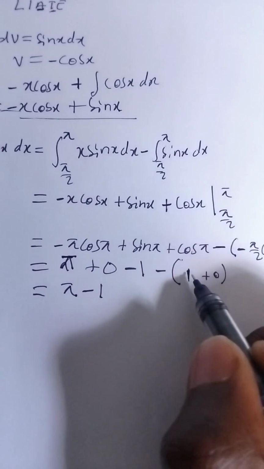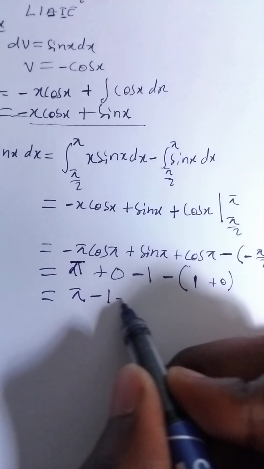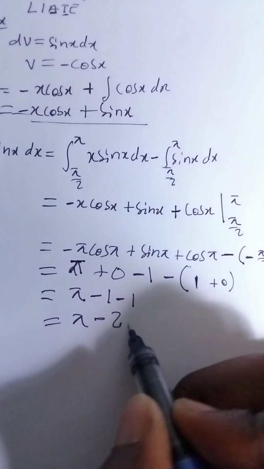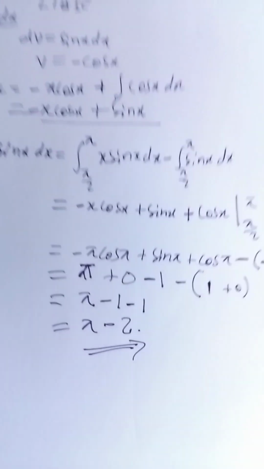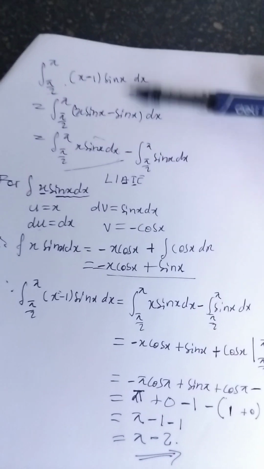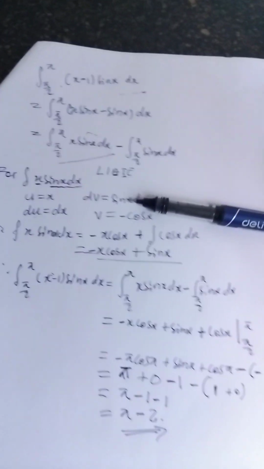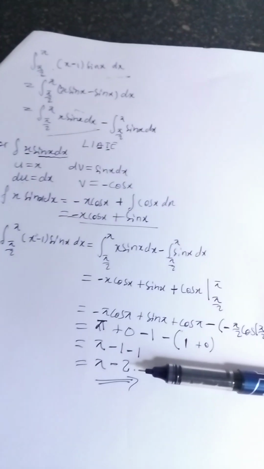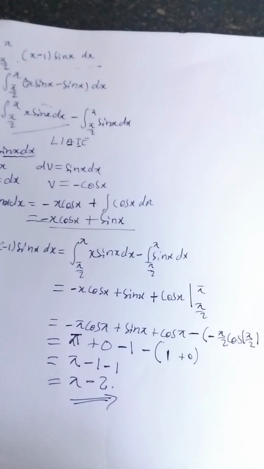Then minus times 1 is going to give us minus 1 again. So this simplified to pi minus 2. So that is the answer to that integral. If I lost you in between, feel free to rewind the video and look at the integral, and see how we build up to get to this solution of pi minus 2. Okay, so now let's move on to another example.